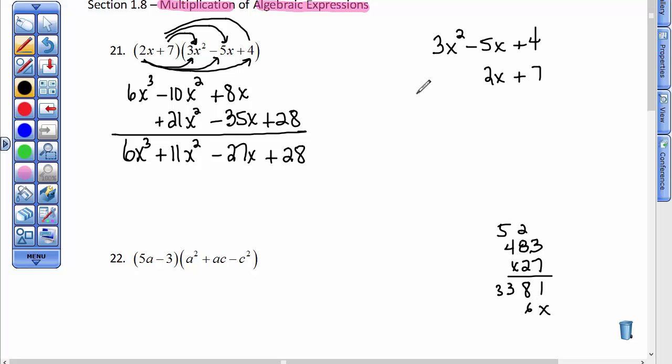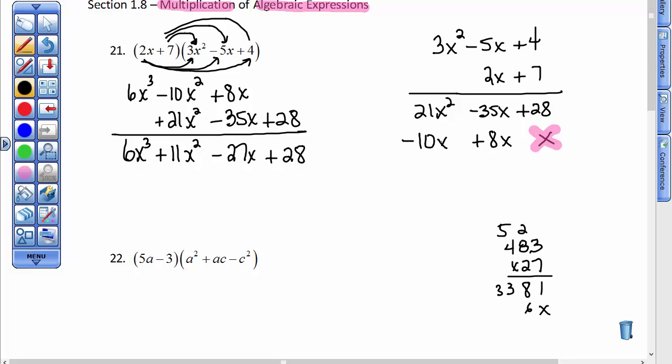That kind of thing. So what they do is they go 7 times 4, positive, is 28. 7 times a minus 5x is a minus 35x. And 7 times 3x squared is 21x squared. Put their x, and maybe I should not put an x there. Maybe I'll put a pink x there to kind of hold a spot. And then I'm going to go now 2x times 4 is a positive 8x. 2x times a minus 5x is a minus 10x squared. And 2x times 3x squared gives me 6x to the third power.